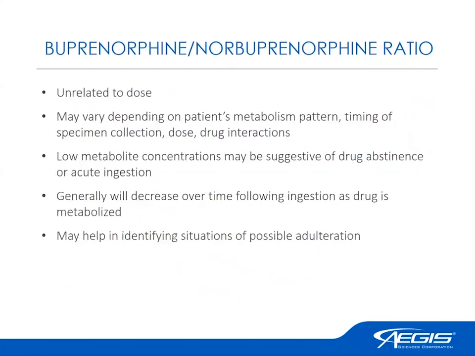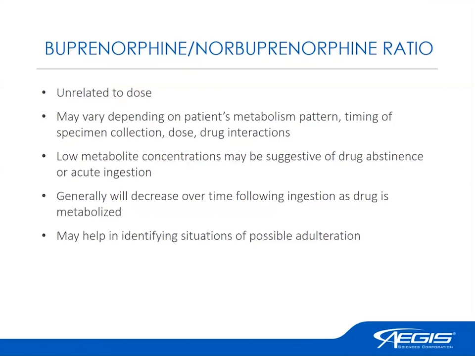There are both benefits and limitations to evaluating the buprenorphine to norbuprenorphine ratio, which is the parent to metabolite ratio. It's unrelated to the dose administered. It can definitely vary from patient to patient and over time within the same patient. Drug interactions can affect the parent to metabolite ratio, since there are drug interactions that can affect CYP3A4 activity, which is the primary enzyme involved in the conversion of parent buprenorphine to the metabolite norbuprenorphine. Low metabolite concentrations could indicate drug abstinence or recent ingestion.